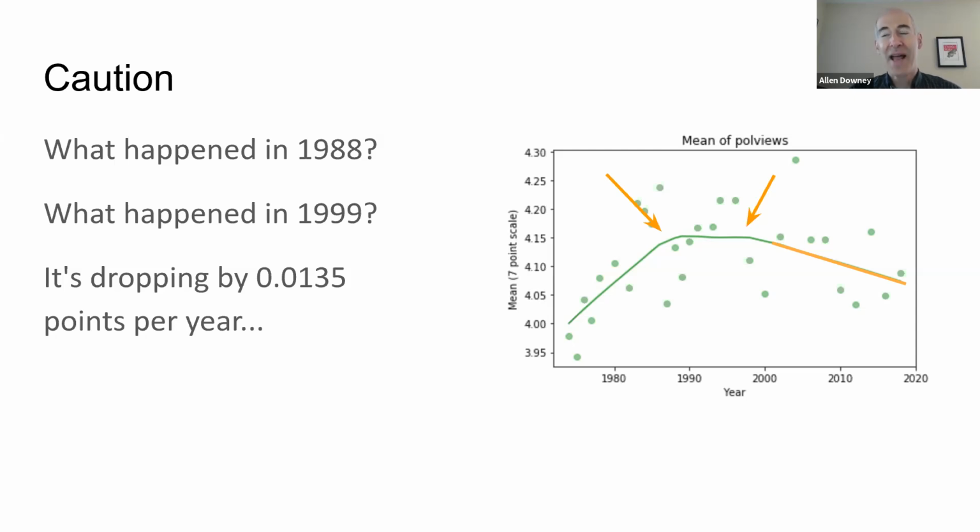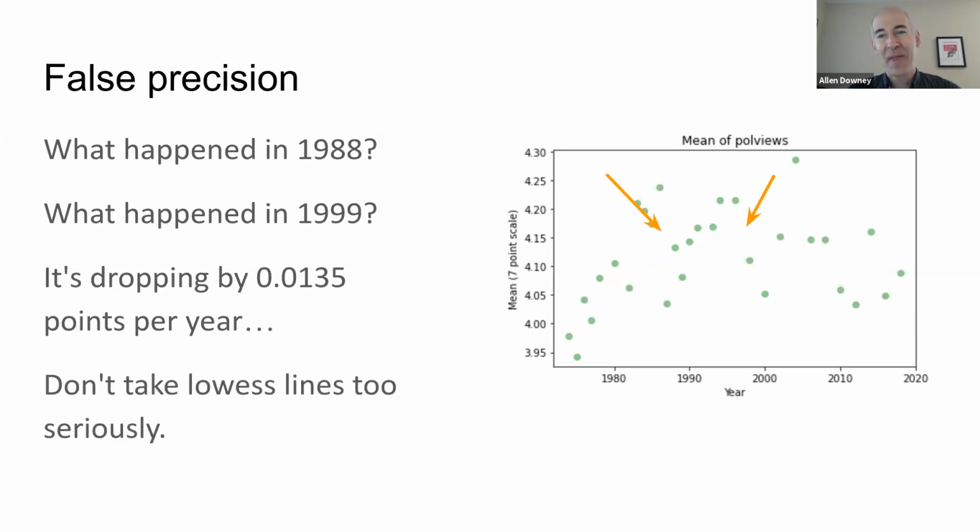And one way to see that is to take away the line and see if we still believe the interpretation. So here's the same figure without the line. And now it is clear that there's nothing special that happened in 1988 or 1999. And on the right-hand side of this curve, we can certainly estimate a slope, but it will not be nearly as precise as 0.0135.